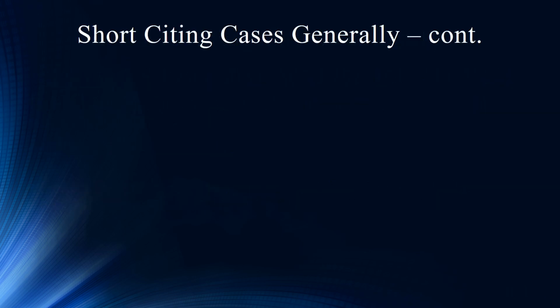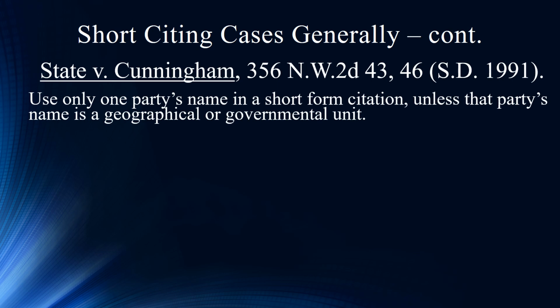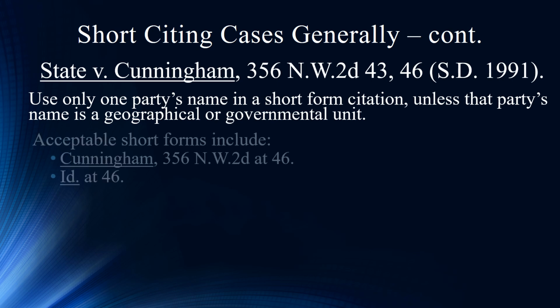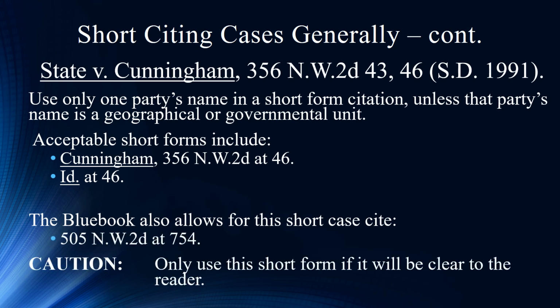Let's look at another example in State v. Cunningham. Blue Book Rule 10.2.1 sub F provides that you should use only one party's name in a short form citation, unless the party's name is a geographical or governmental unit. Acceptable short forms for State v. Cunningham would be as follows. Note, the Blue Book also allows for this short case cite. I want to caution you, however. Use only the short form that will be clear to your reader.